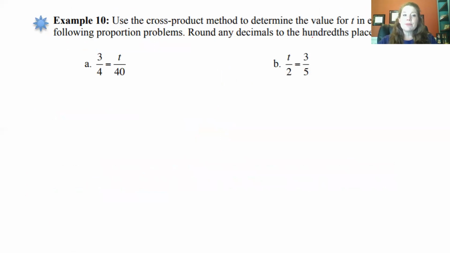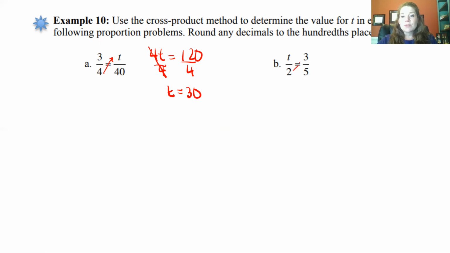It says, example 10, use the cross product method to determine the value for t in each of the following proportion problems. Round any decimals to the hundredths place. So we're going to use cross products. 4 times t is 4t. 3 times 40 is 120. We're going to divide both sides by 4. Whatever's being multiplied by your variable, that's what you divide by. So t is equal to 30, which makes sense because 4 times 10 is 40, so if we multiply 3 by 10 also, that would be 30.